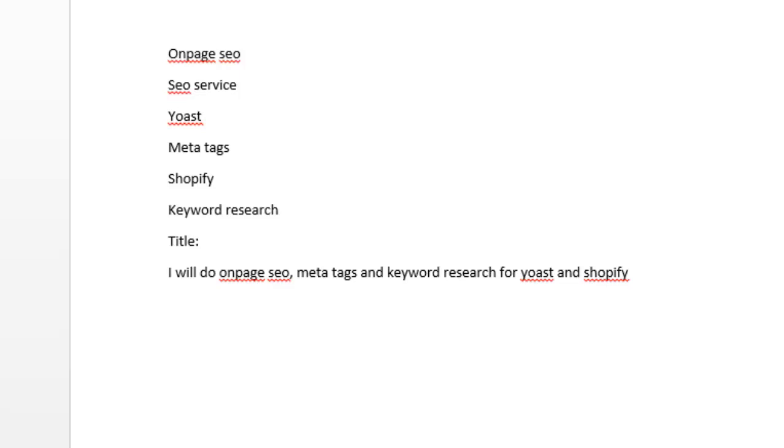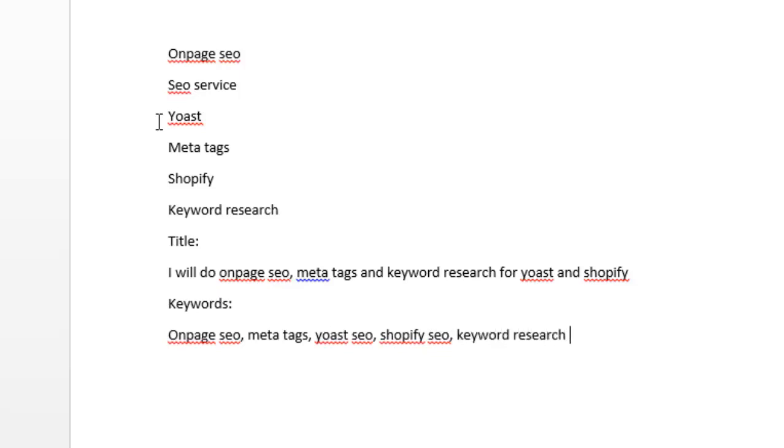So now when people will search on-page SEO, this keyword is part of my gig. SEO service, it's part of my gig. Yoast, meta tags, Shopify, keyword research, all of these keywords are part of my title. And next thing, in the keywords of your gig, you also need to use on-page SEO, you need to use meta tags, you need to use Yoast SEO, you can use Shopify SEO, and you can use keyword research, right?